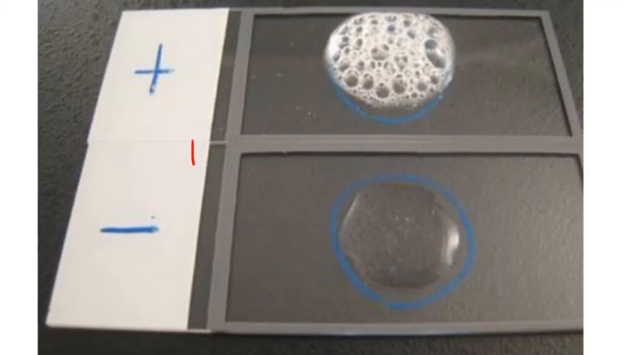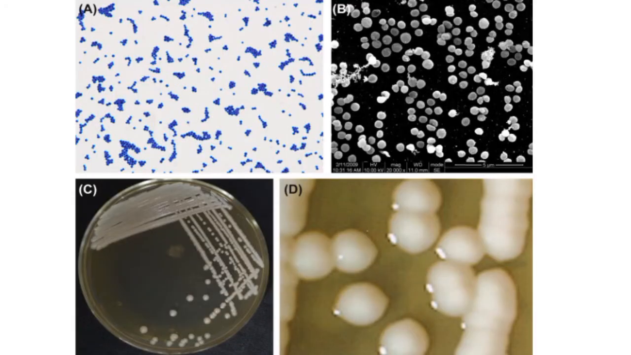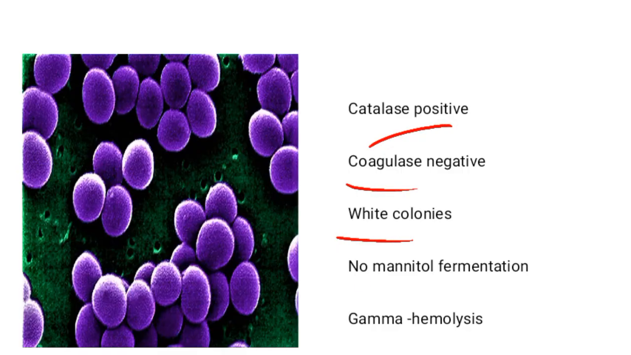They produce catalase, which breaks down the hydrogen peroxide into oxygen and water, and this oxygen will appear as bubbles, meaning the test is catalase positive. And it is coagulase negative, meaning it does not produce the coagulase enzyme, and it shows white colonies because it does not produce any pigment. As you can see here, these are the white colonies, while it also shows no mannitol fermentation.